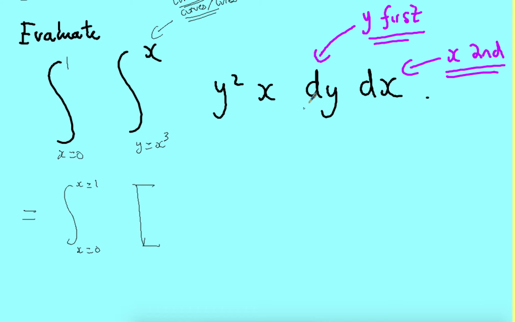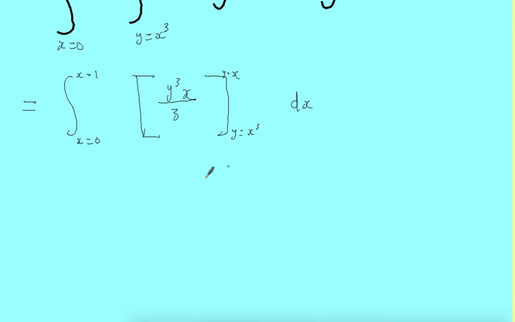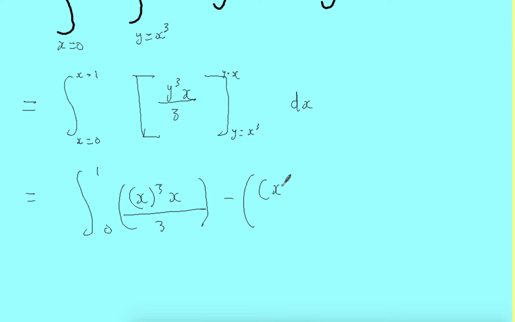So integrating with respect to y, that's going to be y cubed over 3, and x stays the same because it's a constant. And these are my limits: y equals x, and y equals x cubed. And I've still got dx on the outside. So I'll substitute in my limits. I substitute x first, that's going to be x cubed times x over 3, take away x cubed times x over 3, dx.